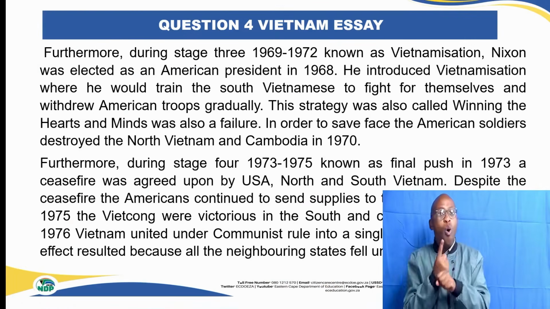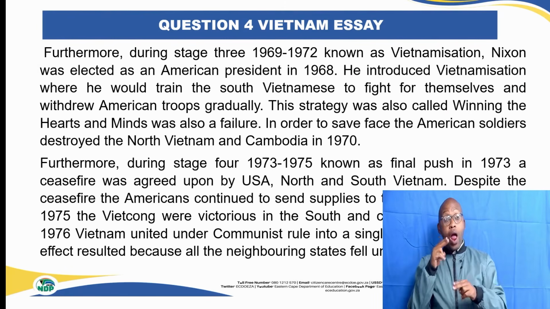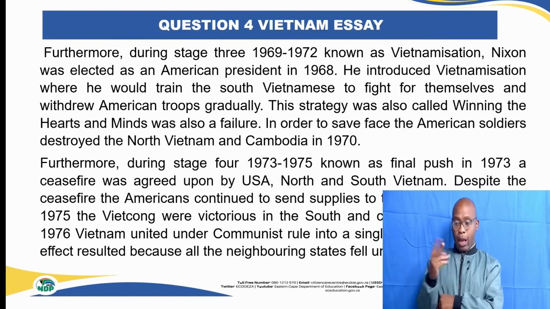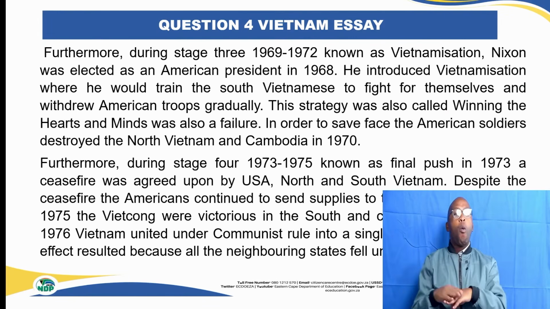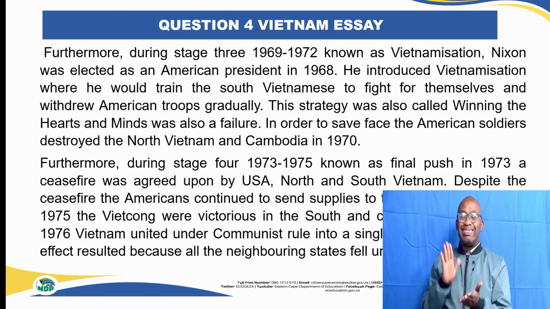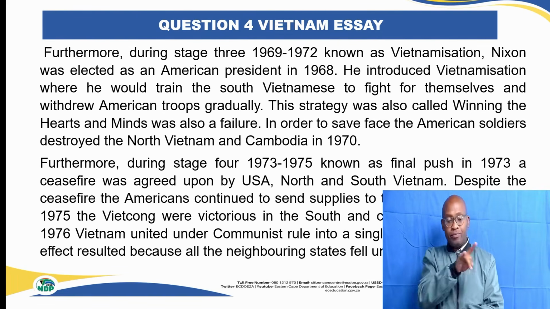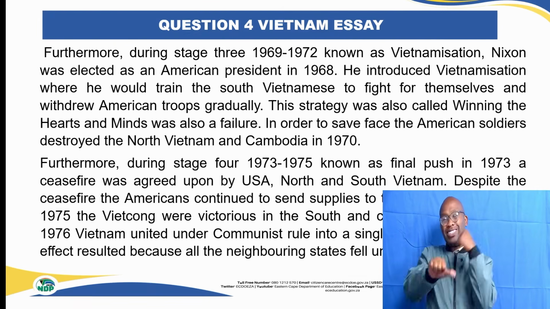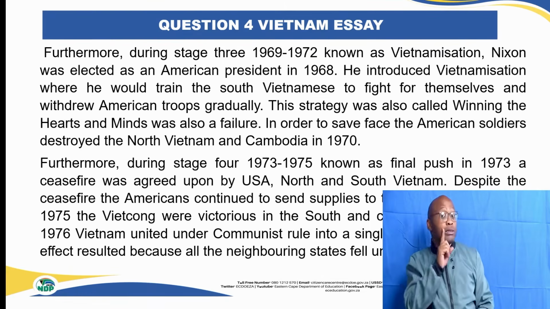So now let's get to the final push. In 1973, it was agreed there must be a ceasefire. Despite the ceasefire, America continued to send supplies to the South until 1975. In 1975, the Viet Cong were victorious in the South and captured Saigon. In 1976, Vietnam united under communist rule. So you can see even the Paris Peace Agreement was unsuccessful, because eventually the United States of America failed to stop the spread of communism. By 1975, Saigon fell, which means the country was united under communist rule with Ho Chi Minh as their president.